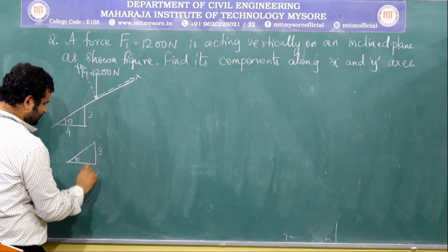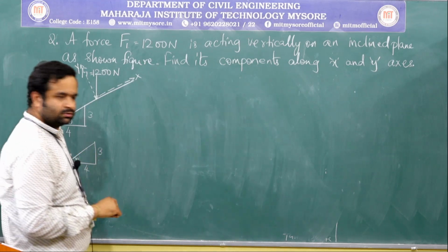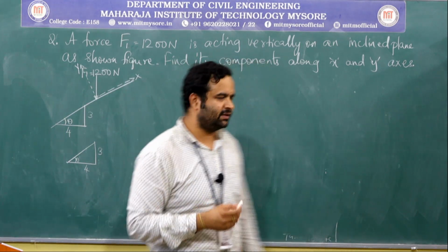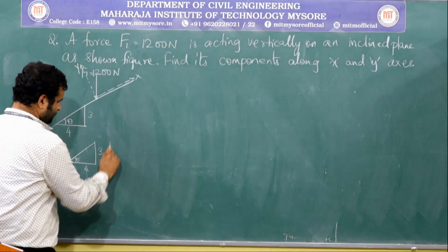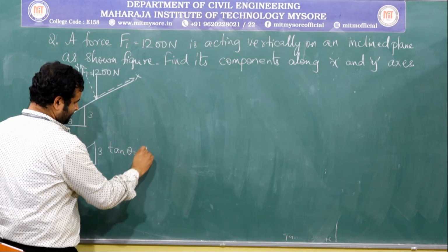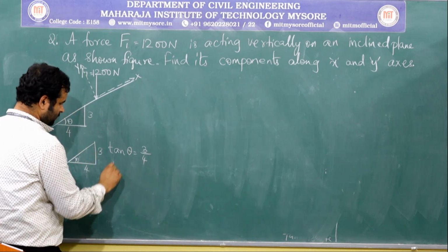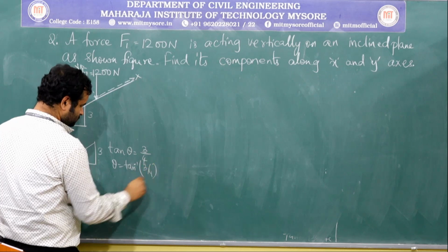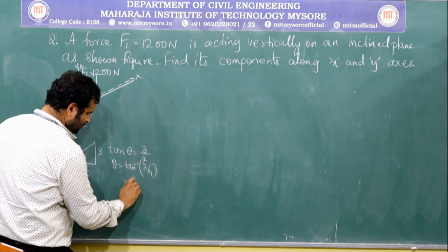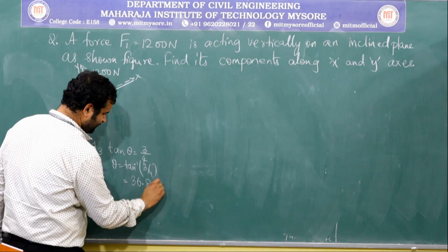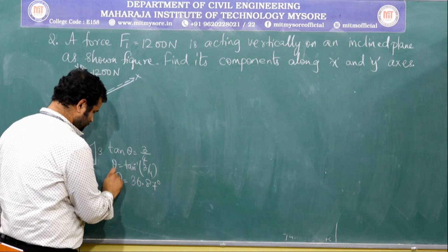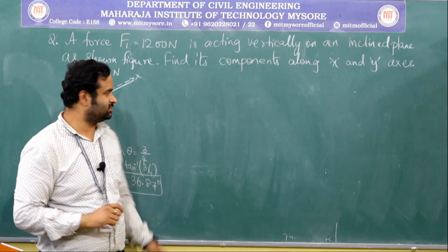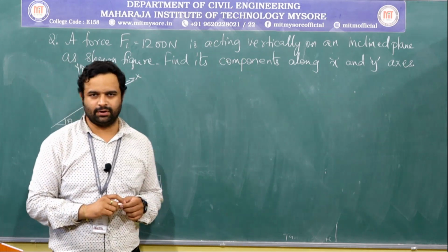So, this is theta and this is 3 units and 4 units. So, what trigonometric function can we use? We can use tan function. Tan theta is equal to 3 by 4, opposite by adjacent, or theta is equal to tan inverse of 3 by 4, that is equal to 36.87 degrees. So, this is theta. Now, let us resolve the force and calculate the x and y component.